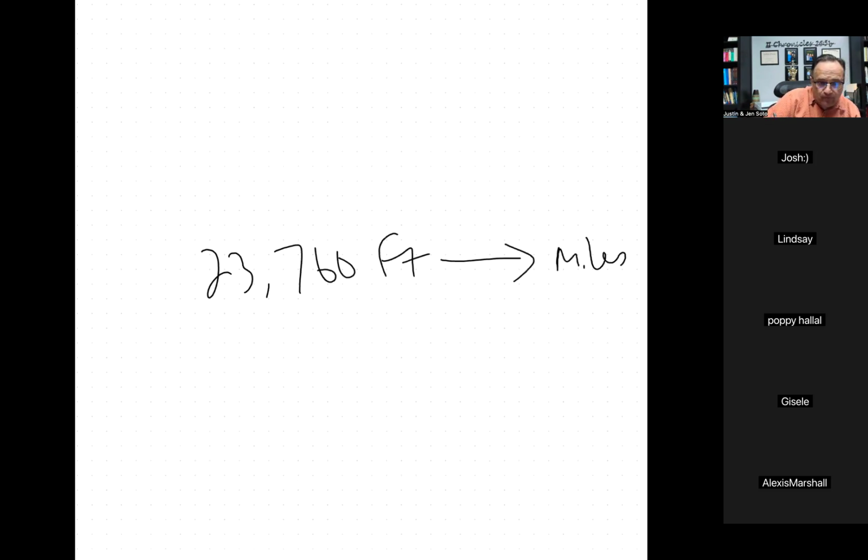It's 23,760 feet, 2 miles. I would just divide it by 5,280, honestly.